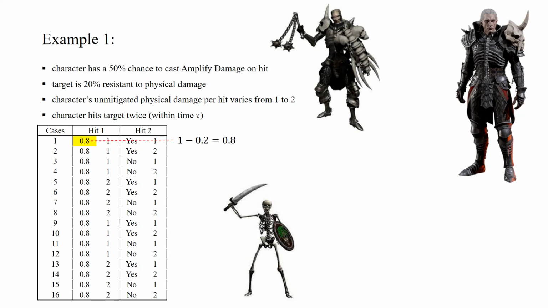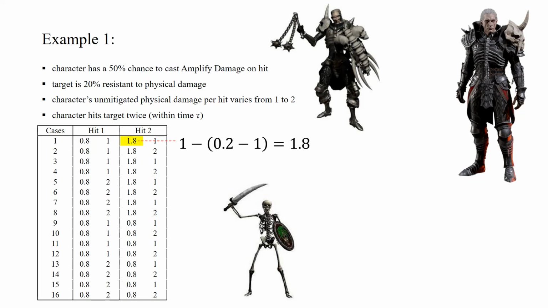Right, and so this is just showing how you can calculate the 0.8. It's just 1 minus the target's resistance to physical damage. So in the case of the second hit, we know again that the chance that there's a reduction on that second hit is proportional to the probability of success on the first hit, right? So the first 8 cases succeeded, and so we know that we have, you can show how to calculate it, right? You're just taking the resistance of the monster minus 1 because it's reduced.